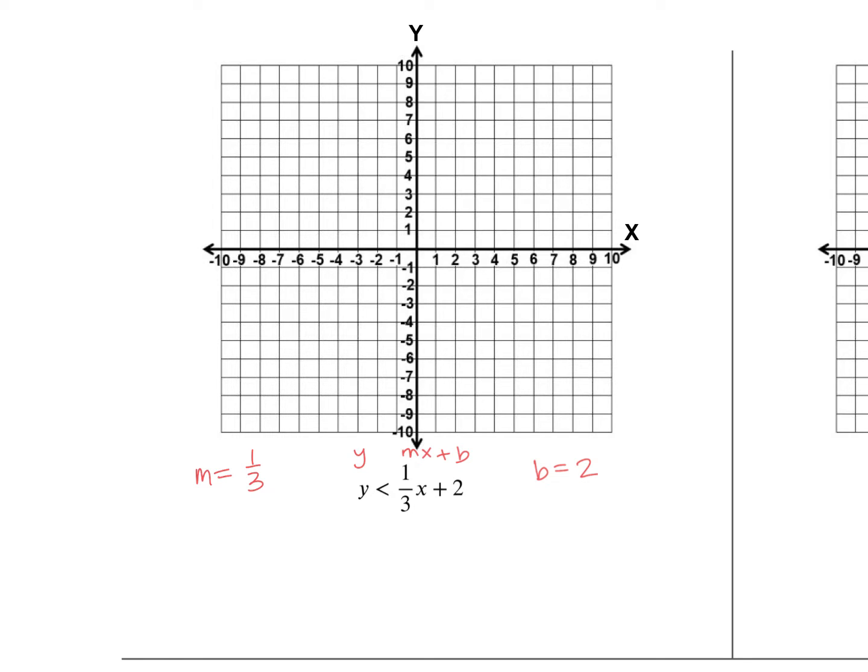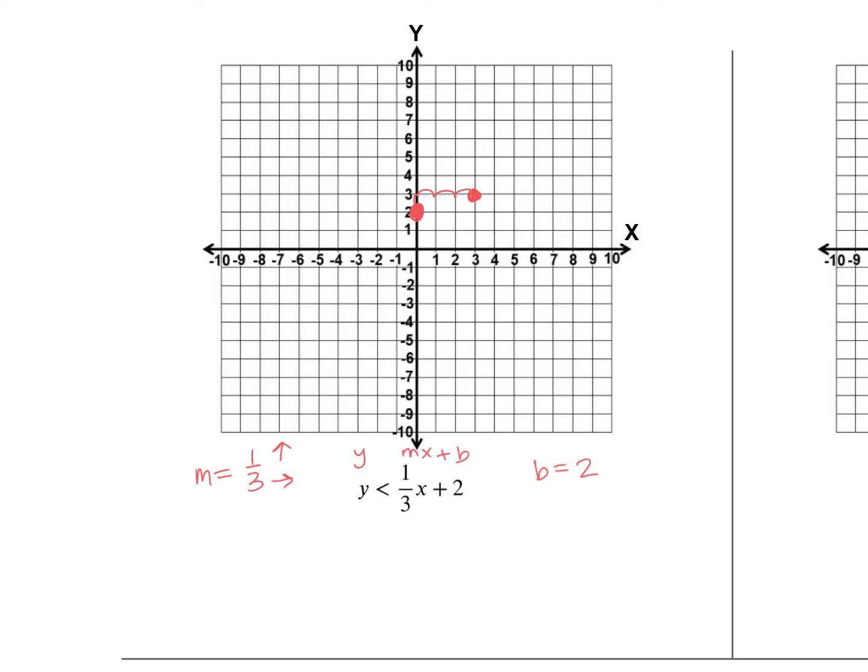I'm going to start with the y-intercept. The y-intercept is the b, the beginning point. So I'm going to plot a point where y is 2 on the y-axis. That would be right here. Now my slope is going to tell us the direction we move. This is rise over run. Since it's positive, the rise is telling us we're going to go up 1. The run is telling us we're going to the right 3. So we go up 1 to the right 3 and plot a point.